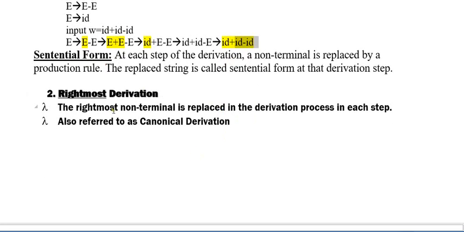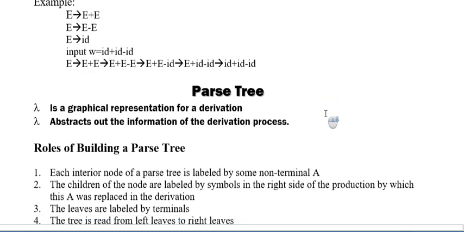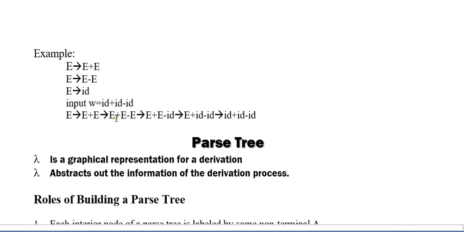Now the rightmost derivation. The rightmost non-terminal is replaced in each step of derivation, also referred to as a canonical derivation. In this section we can see that we first have E tends to E plus E. We will firstly replace this E with this production, then move the right production to the id, and then this one, and finally we have the main output. In this section we can see that we have replaced all the E's and ids from the right side, so this is known as the right side production.